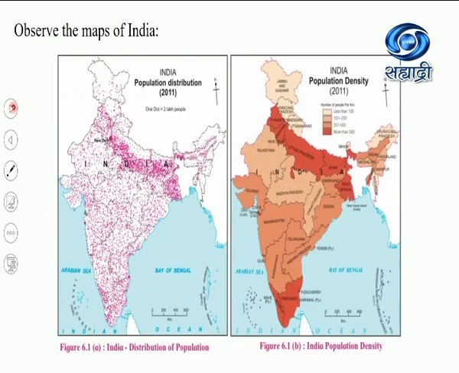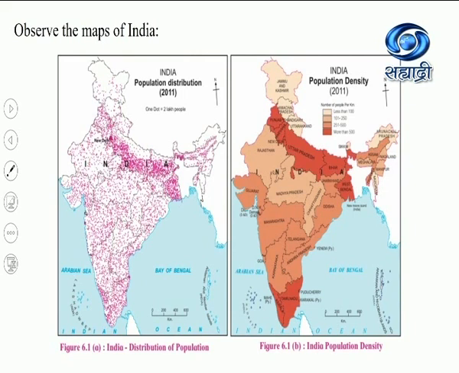Now dear students, here you can see map of India. So one map is here in this particular image. It shows the population distribution with the help of dots and hence it is a dot map. In this second map, population density is shown with particular color scheme. So such type of map is called as a choropleth map.